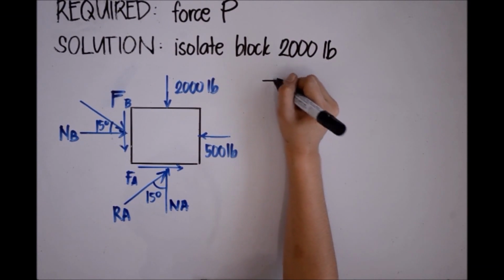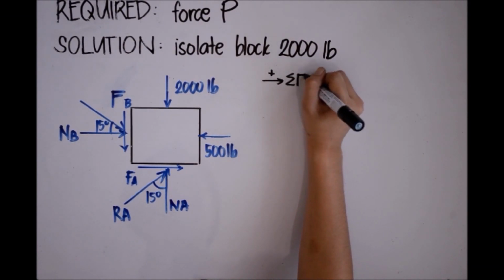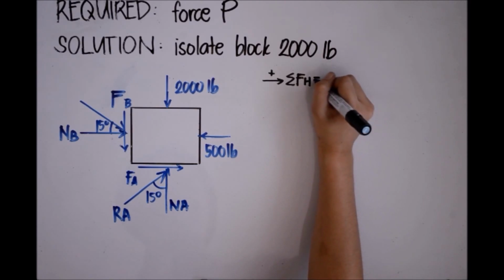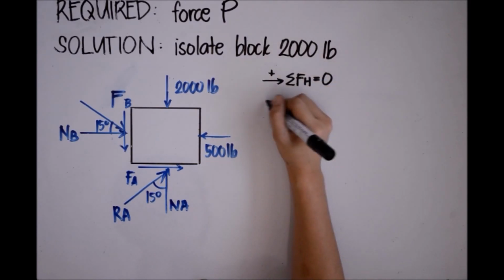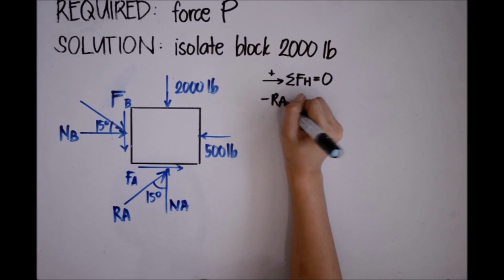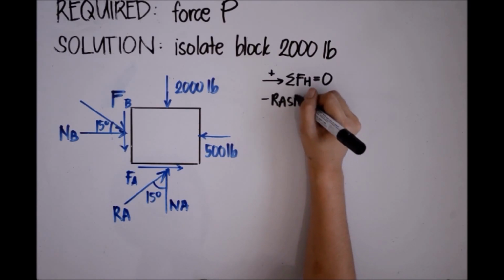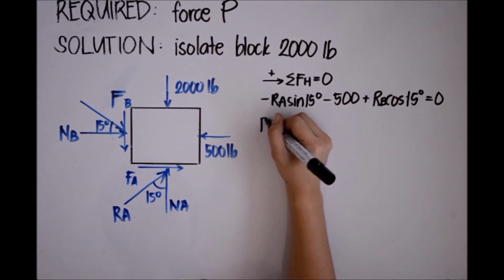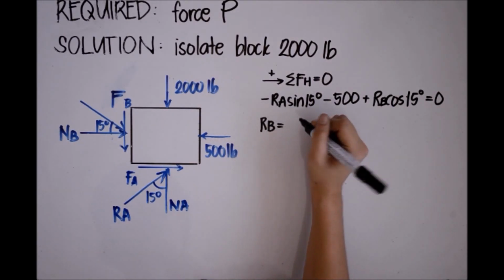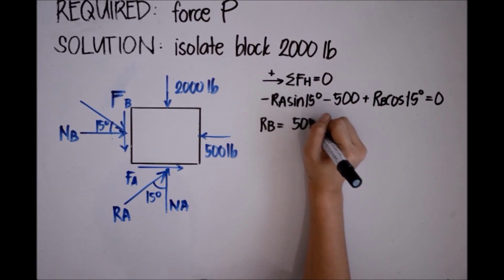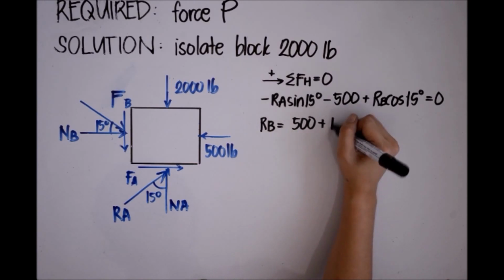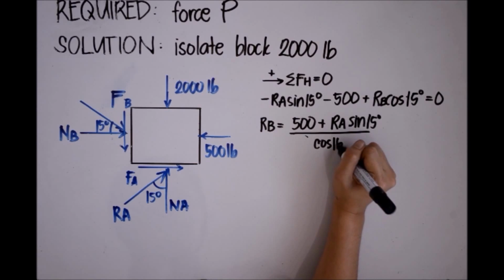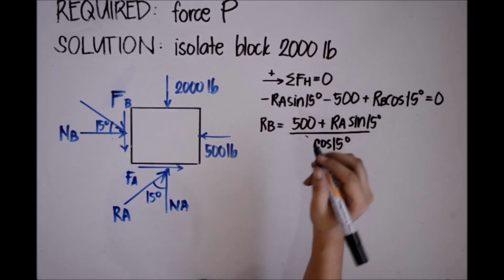Required in this problem is force P. Solution: isolate block 2,000 pounds. Summation forces horizontal positive to the right is equal to 0. Negative reaction at A sine 15 degrees minus 500 plus reaction at B cosine 15 degrees is equal to 0. Reaction at B is equal to 500 plus reaction at A sine 15 degrees all over cosine 15 degrees.